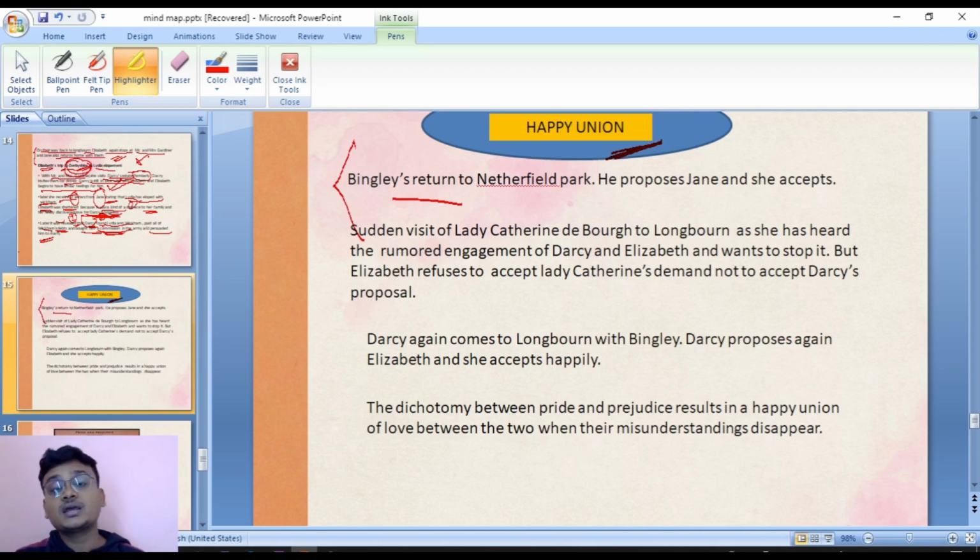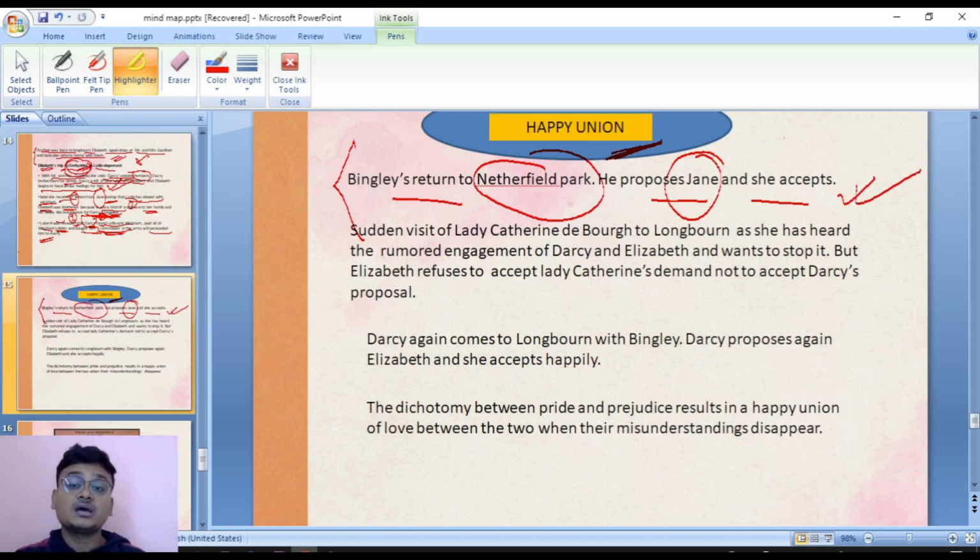One day Bingley returned to Netherfield Park, and he again proposes to Jane. Jane became very happy and accepts the proposal of Mr. Bingley. So this is how the first union of Bingley and Jane happened. Now what happened when Lady Catherine de Bourgh, the aunt of Darcy, suddenly heard of the rumored engagement of Darcy and Elizabeth.